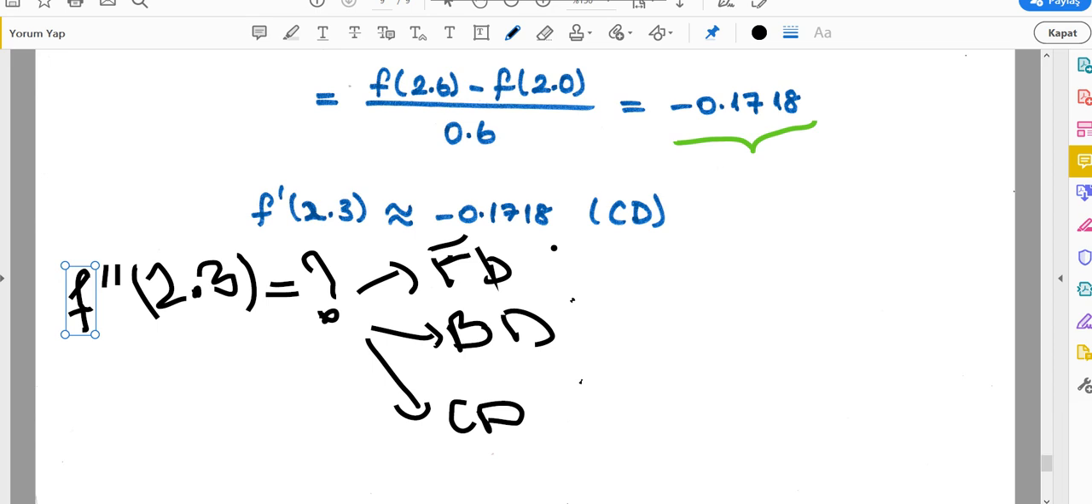Today's topic was just numerical differentiation. So, guys, I'm closing at that point. We will continue on Canvas, on the Canvas record, if you have any questions.